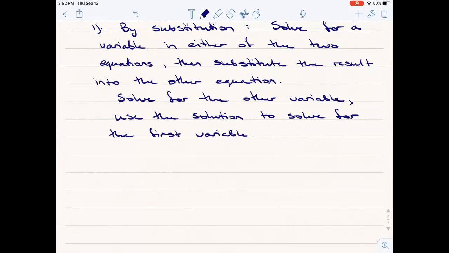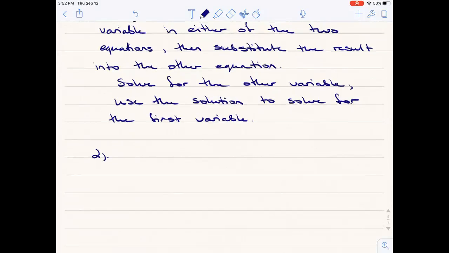Or we could also use the second method, which is by elimination. And so the second method is by elimination. And it just helps if I show you the equation, but I know you're still writing, so I'll give you a little time.